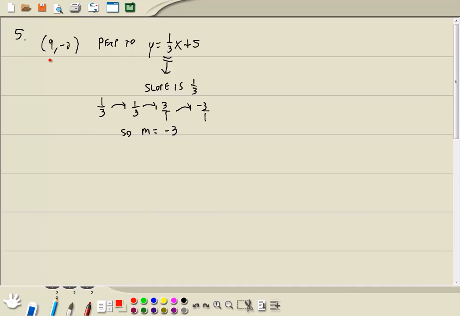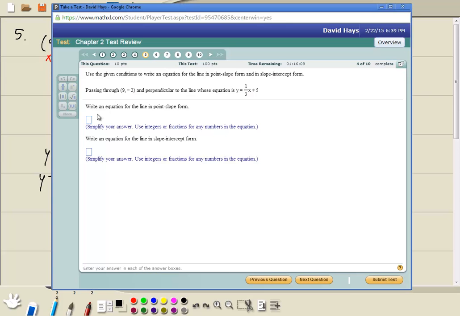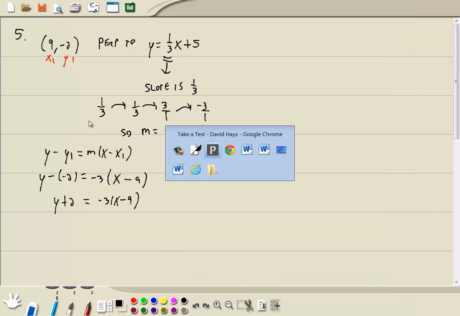Now we're given a point, so I'll label this x1, y1. And our formula is y minus y1 is equal to m times x minus x1. Well, y1 is negative 2, so plug that in. M we just said was negative 3, so plug that in. X minus x1, which is 9. Negative negative gives us a positive, so we got y plus 2 is equal to negative 3 times x minus 9.